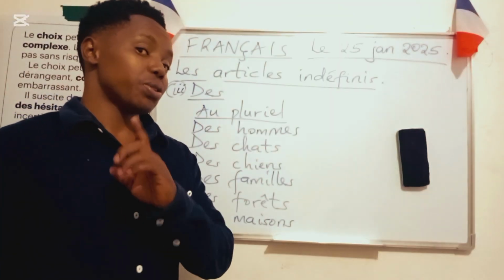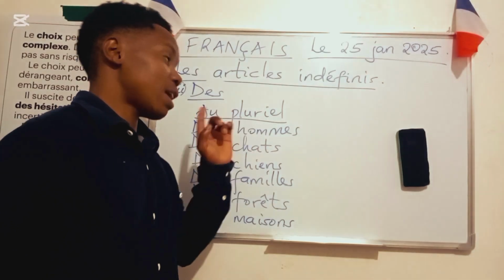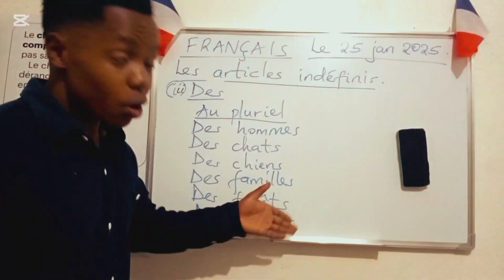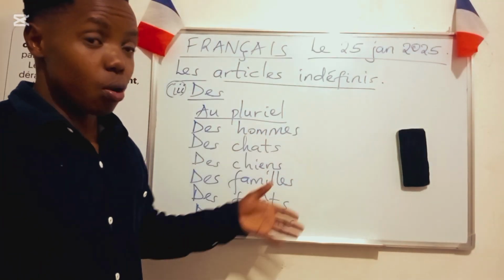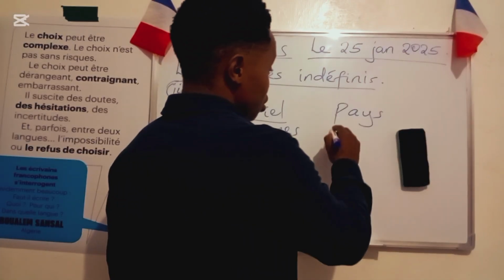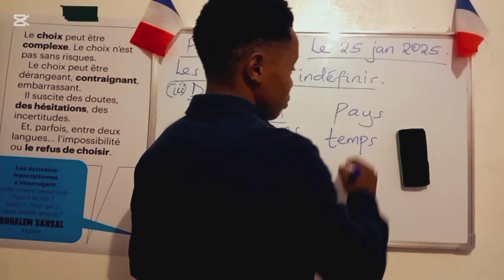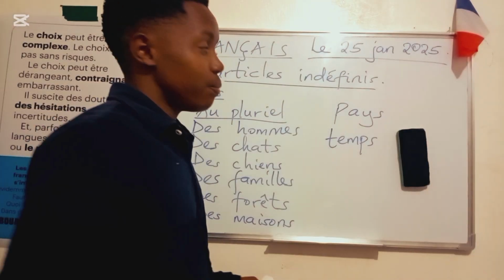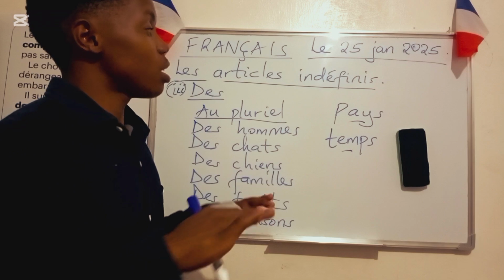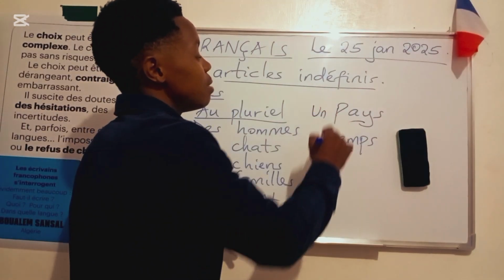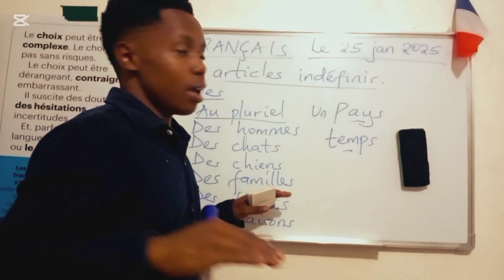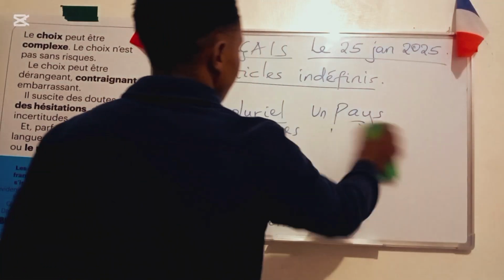But of course, not all nouns that end with an s are plural. French is kind of chunky. For example, we have this one. We also have this one. They are not plural. Okay? This one means time, this one means country. They are actually singular, and this one I will say un pays. It's how it is. Un pays. It is singular.